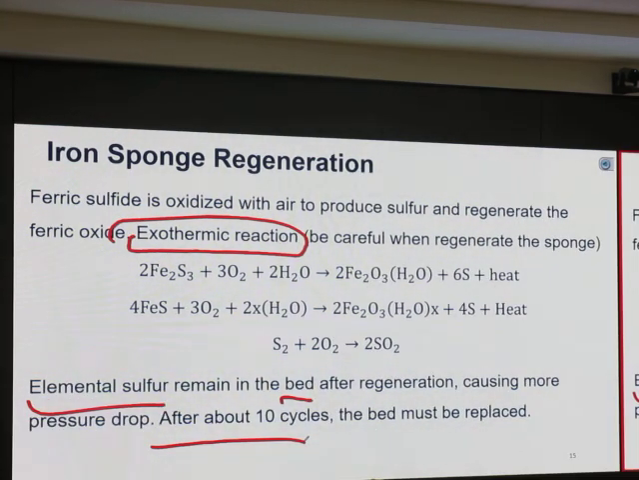Okay. So this is iron sponge. What is the takeaway from this?